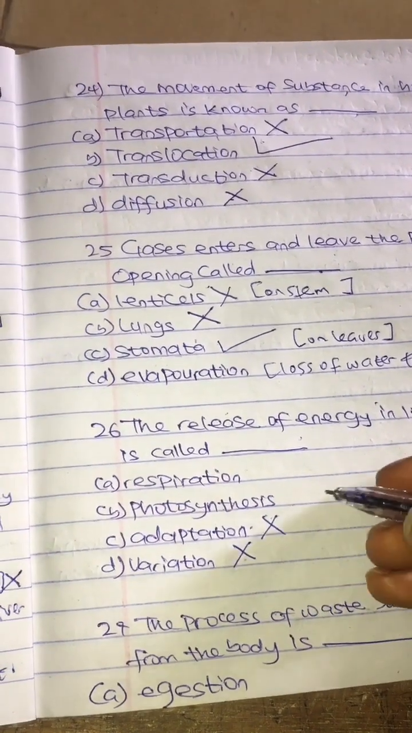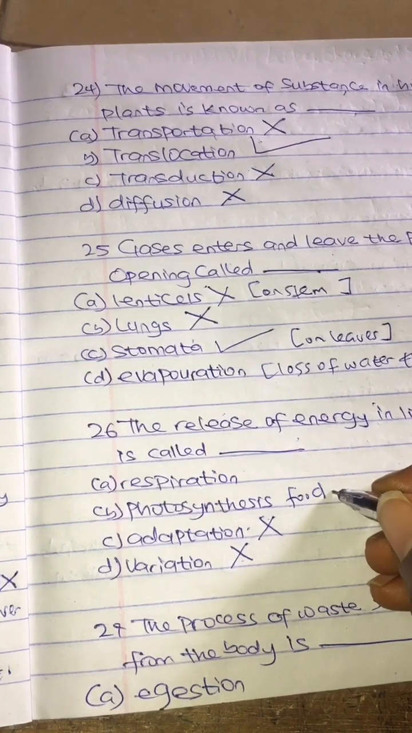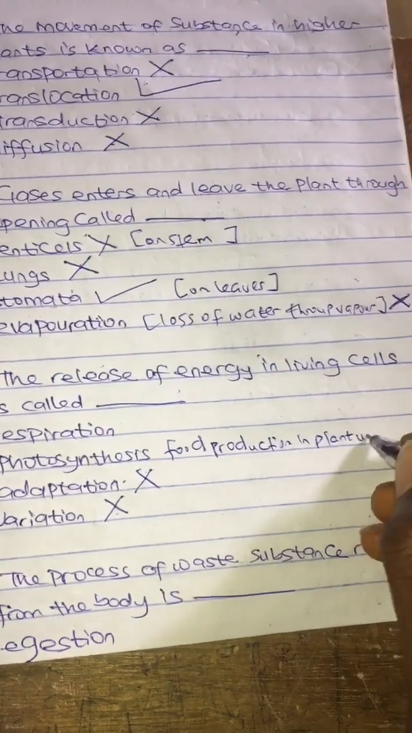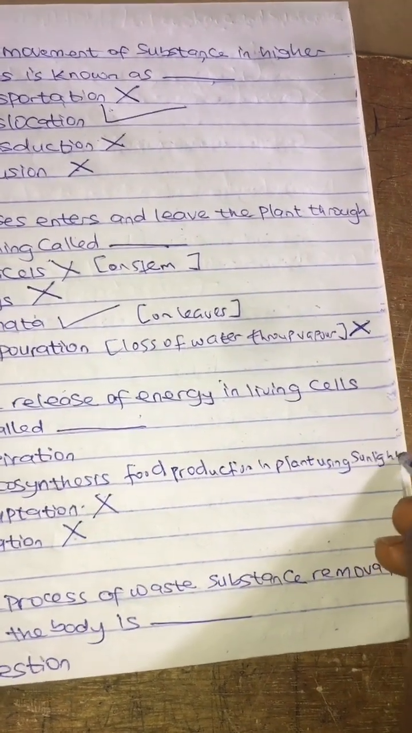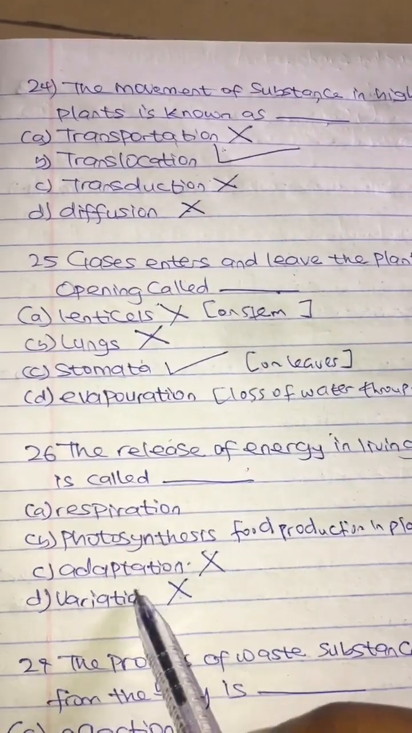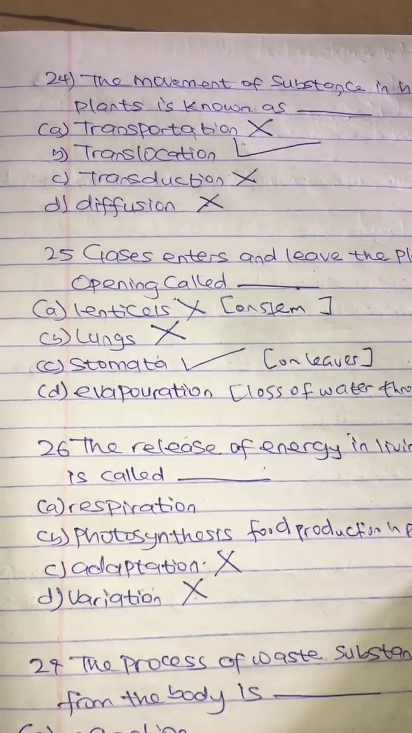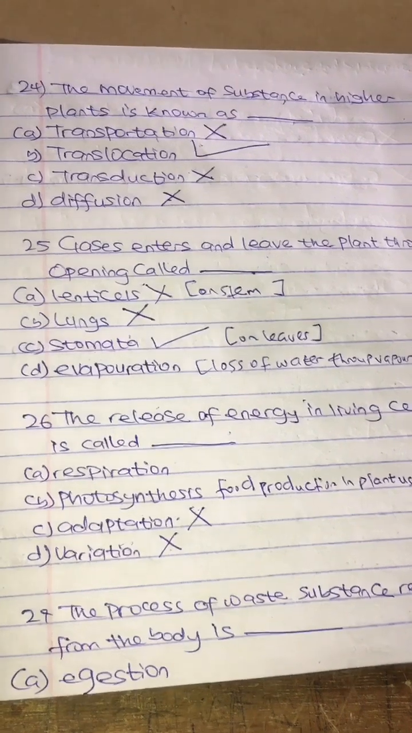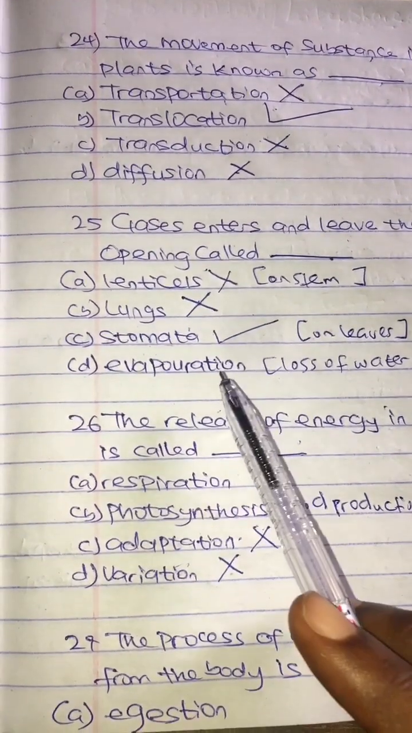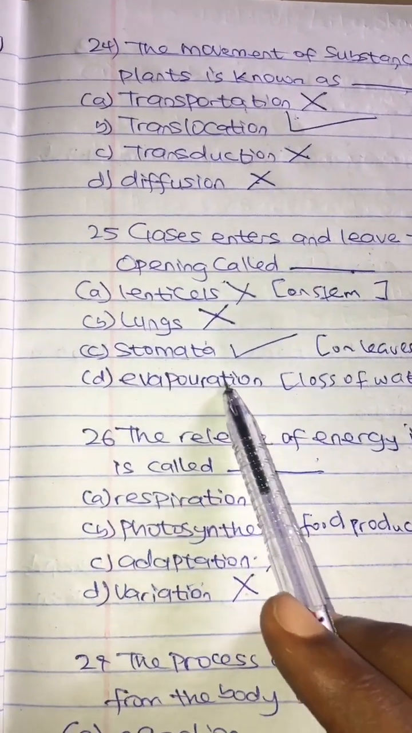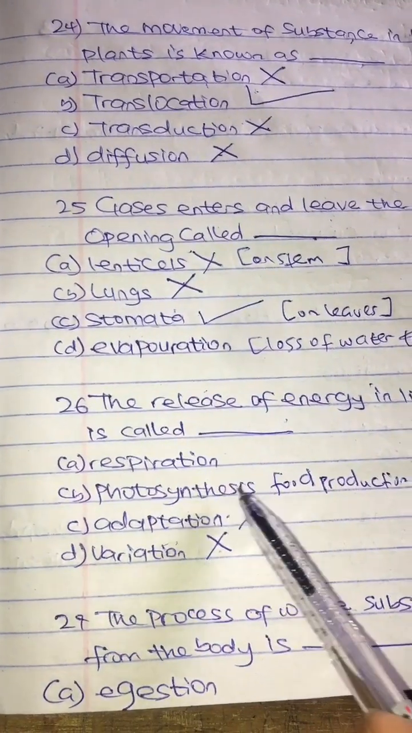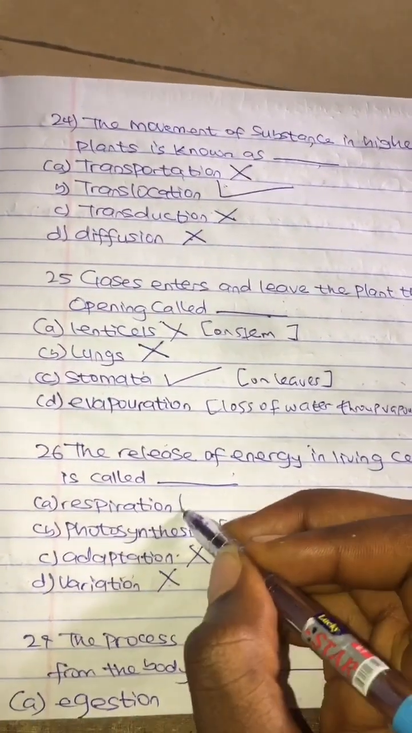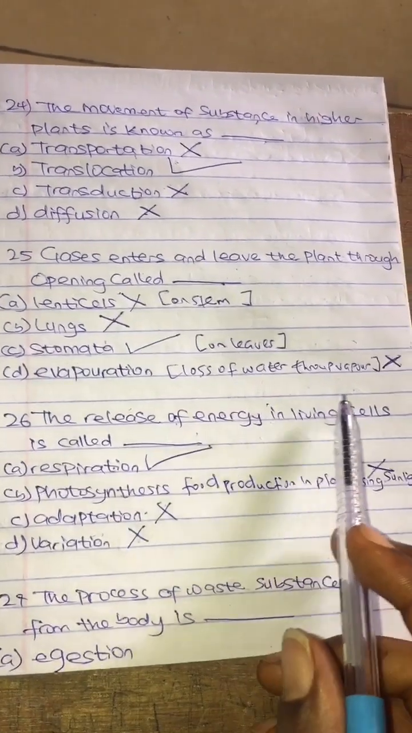While photosynthesis is the process in which food is produced, food production in plants, using what? Using sunlight. I'm writing all this so that once you see this kind of term, you'll be able to eliminate it well when answering your JAMB exam, or when doing your UTME exam rather. You'll be able to attempt it well. So for those that are not used to the terminology, the way I'm explaining it, I hope everyone should understand better. So photosynthesis is out of it. The correct answer here is respiration. Respiration is the release of energy in living cell.